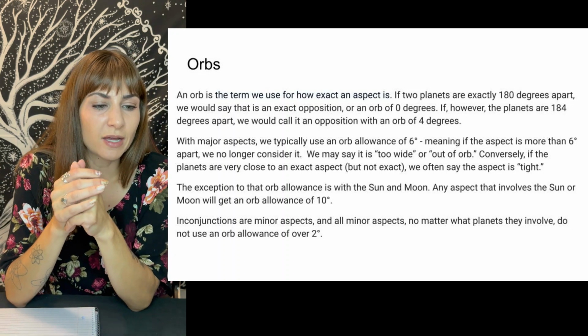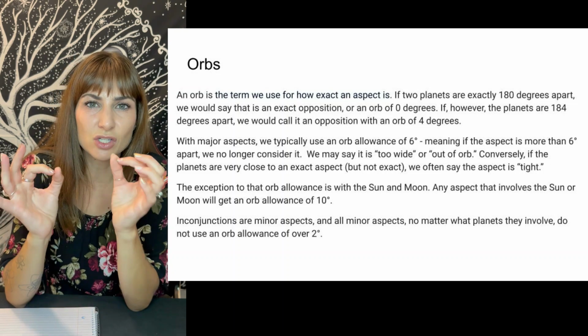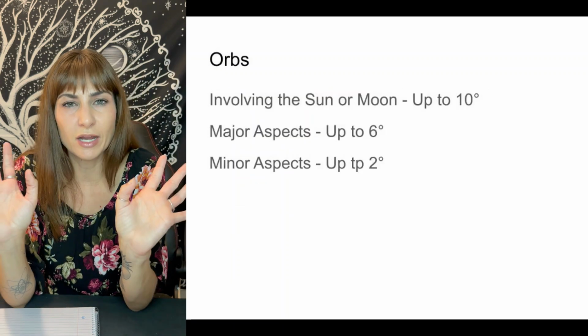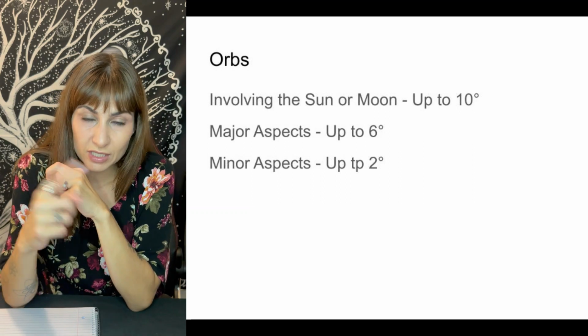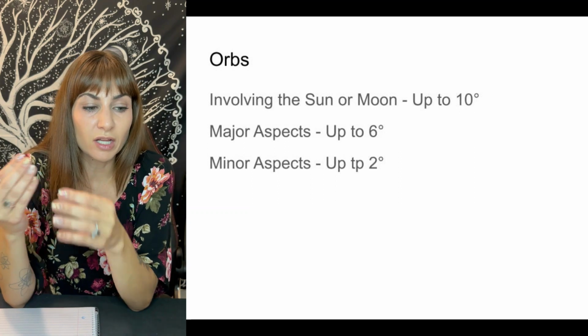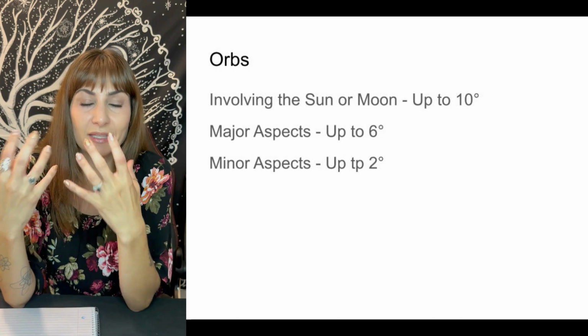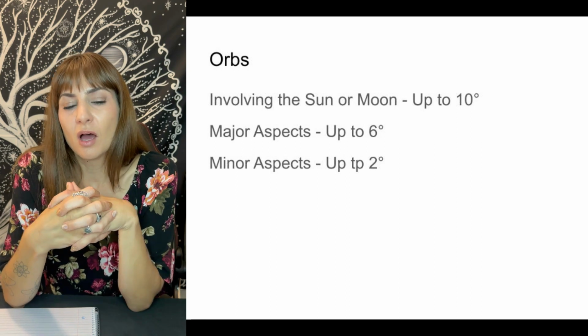With major aspects, we use an orb allowance. I personally use an orb allowance of 6 degrees. So meaning if that aspect is more than 6 degrees apart, I don't consider it. I would say it's too wide or it's out of orb. Conversely, if the planets are very close to an exact degree, an exact aspect, we would say that that aspect is a tight aspect, tight orbs.